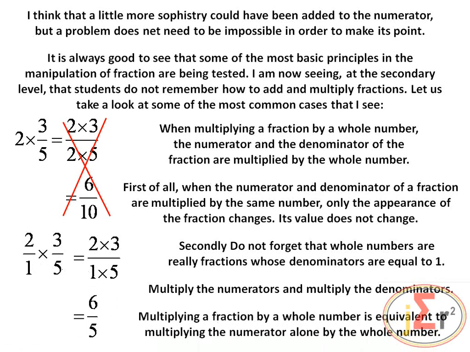Multiplying a fraction by a whole number is equivalent to multiplying the numerator alone by the whole number, because the denominator is 1 and 1 multiplied by any number is that same number. Therefore, it appears as if only the numerator is multiplied by anything at all.